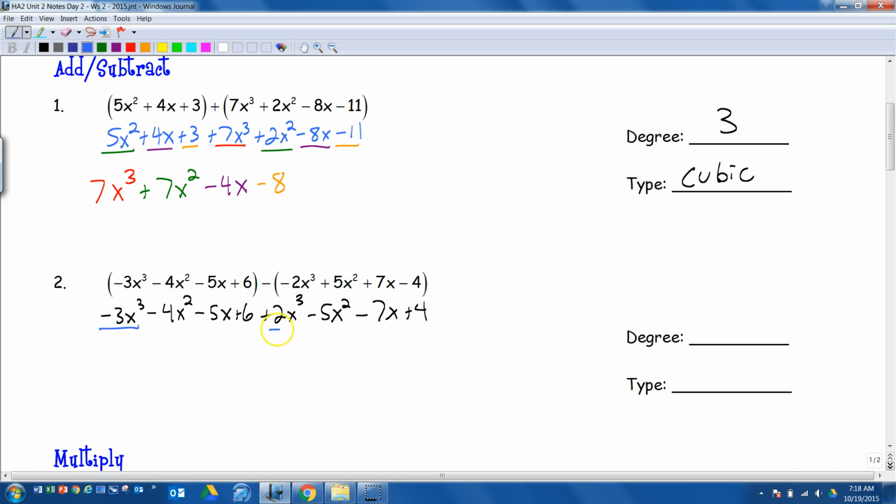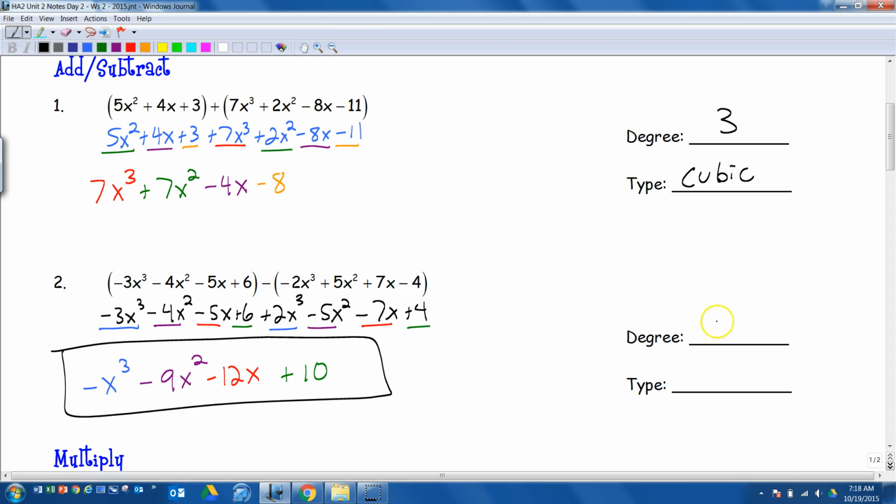The x cubes, or anything higher, I don't see anything higher, so negative 3 plus 2 is a negative x cubed. The squareds, minus 4 minus 5 is minus 9x squared. The x's is minus 12x. And finally the numbers is plus 10. And then that is in descending order. The degree again is 3, which means it's a cubic.